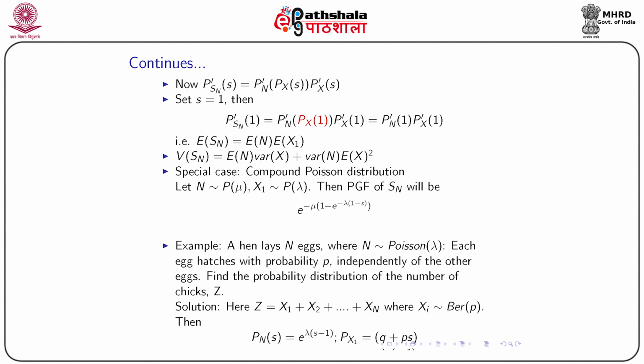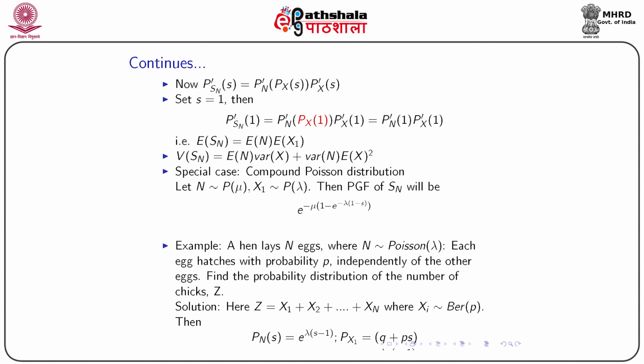So it will be P_N, where capital N is the suffix, saying that this is the PGF of capital N. So P_N(P_X(s)). This is the form that we want. Now if we differentiate this function P_{S_N}(s) once, what will we have? We'll have P'_N(P_X(s)) and P'_X(s).